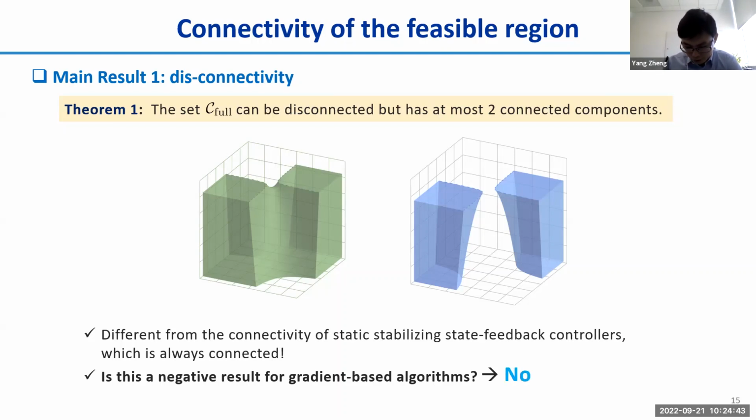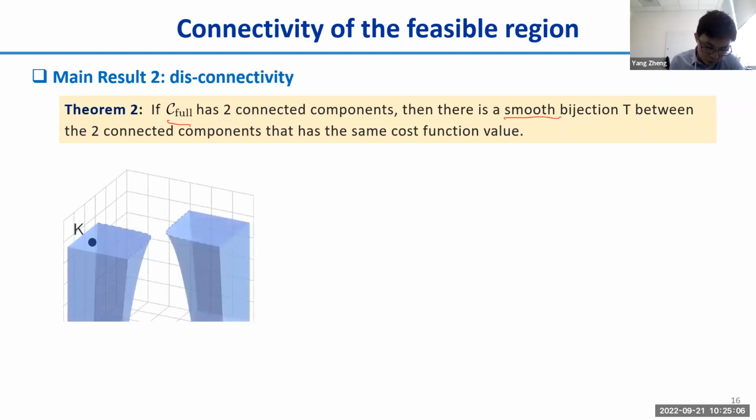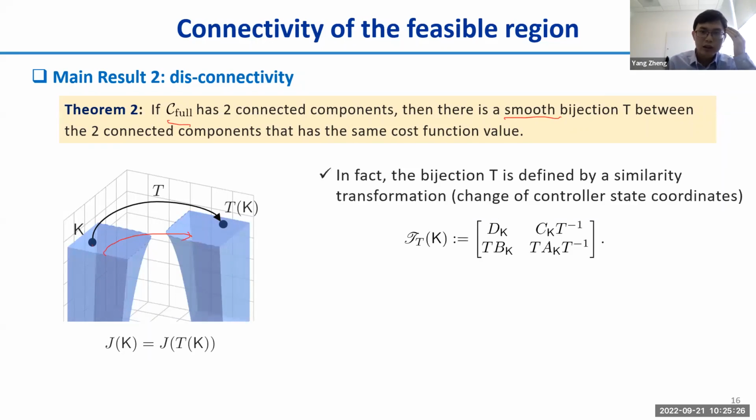The answer is not negative in this case, because we have shown that if the set has two connected components, then these two connected components are identical. There is a smooth bijection between them. Basically, if you have one point in one component, you can build a map jumping into the other component, and they are equivalent in terms of the cost function. So there is some symmetry going on. Even though we have two connected components, they are identical to each other in terms of the cost function. And actually, this bijection is defined by a similarity transformation.